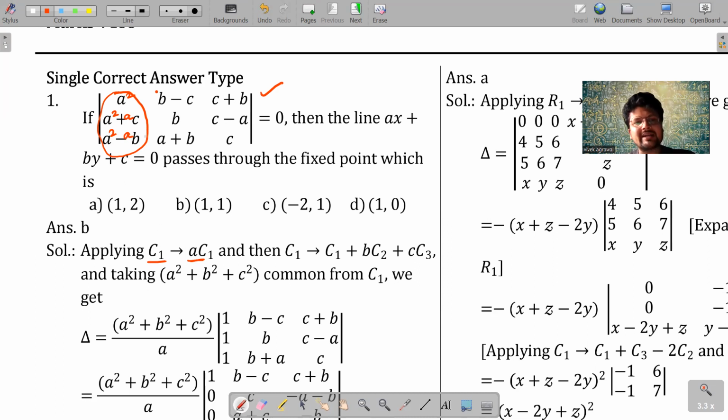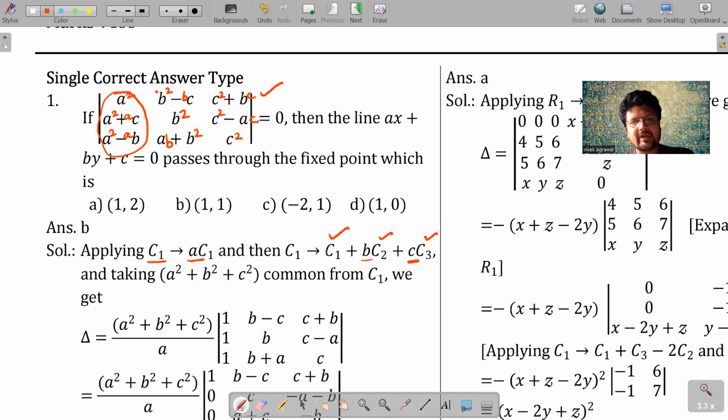Then we add column 1 to column 2 and column 3, but after multiplying with B and C. Suppose you multiplied column number 2 with B: it will be B square minus BC, B square, and AB plus B square. Now suppose you multiplied column number 3 with C: it will be C square plus BC, C square minus AC, and C square.